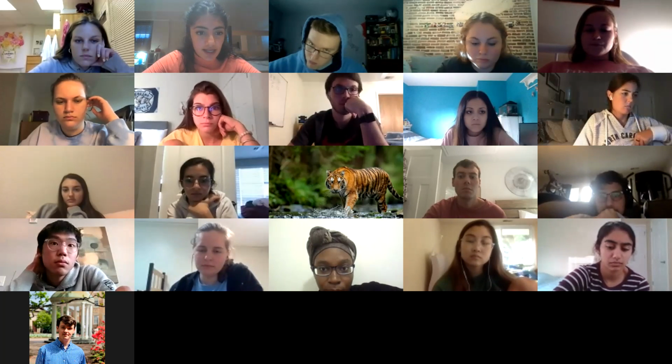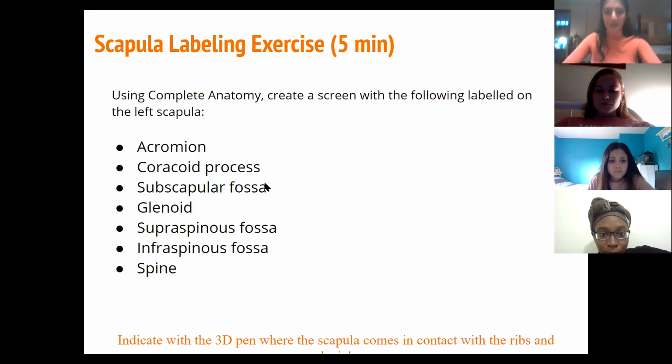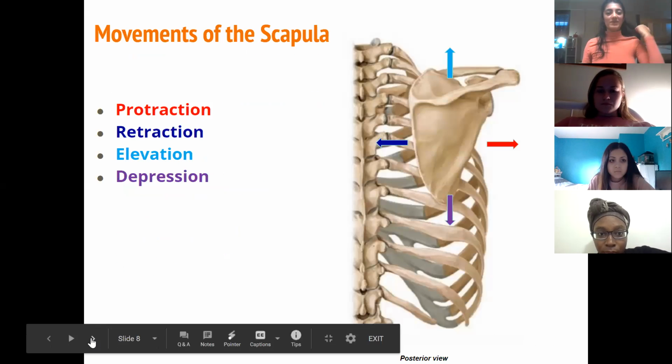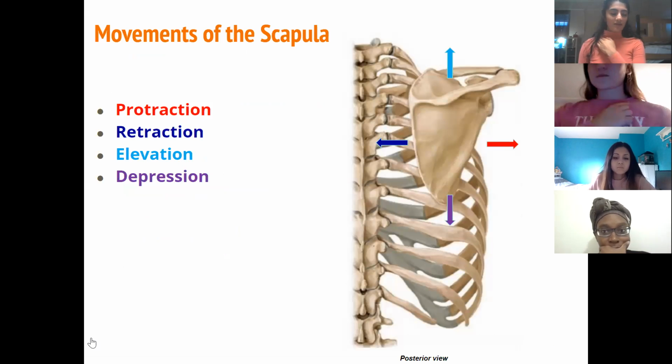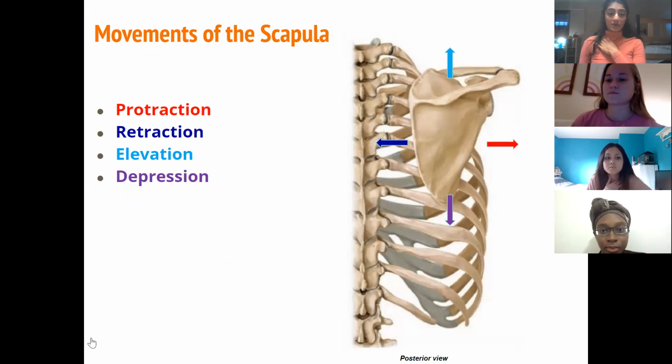I'd like us to start doing more of the acting out portion of today's lesson, where we're going to actually do the movements of the scapula. So if everyone can, it doesn't matter right or left, just put your hand on your clavicle, okay? Wherever you find your clavicle, and then we're going to do these motions, okay?